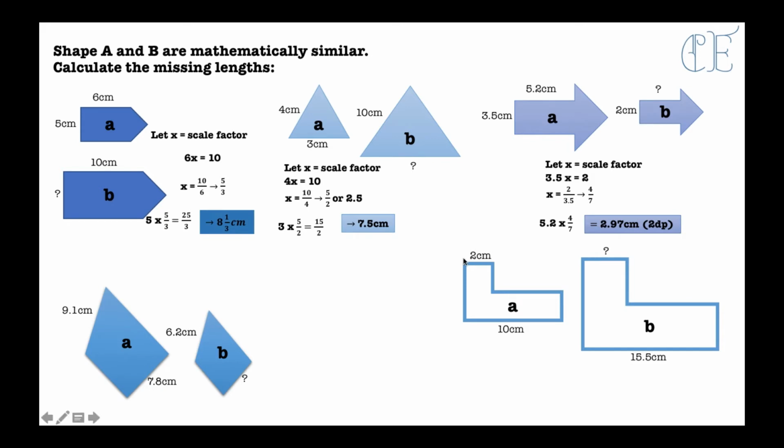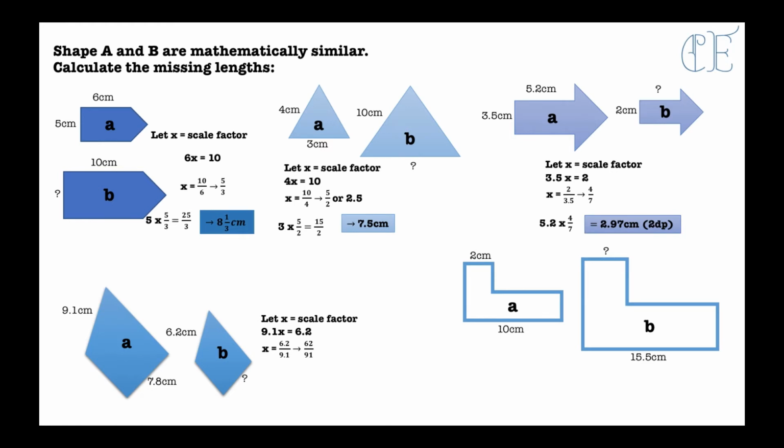Okay, on this third one, we have this side that we do know, this side we don't. So let's look at these two sides. Okay, we know that 9.1x equals 6.2. Divide by 9.1 gives us 6.2 over 9.1.